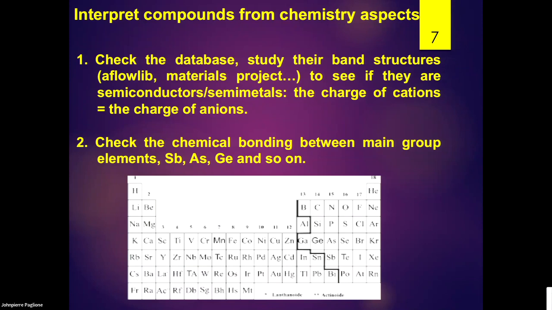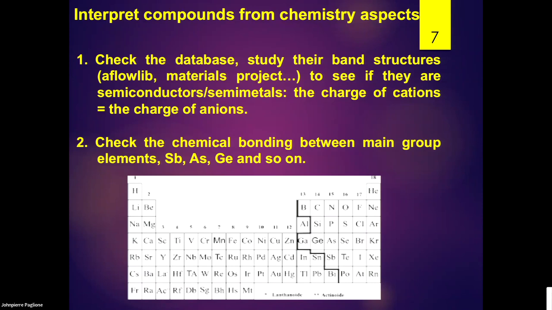And then you can predict if this is supposed to be charge balanced or not. Okay, and then the next thing is to check the chemical bondings between the main group elements. In chemistry, we call this a bond. Did you see the boundary, the black one? We call this the Zintl boundary. The Zintl boundary means elements on this side can form bonding.